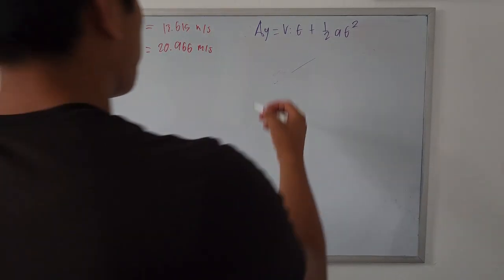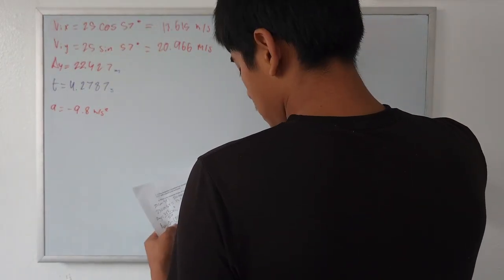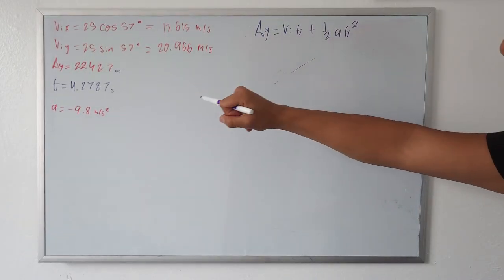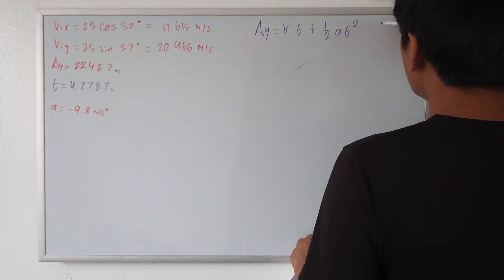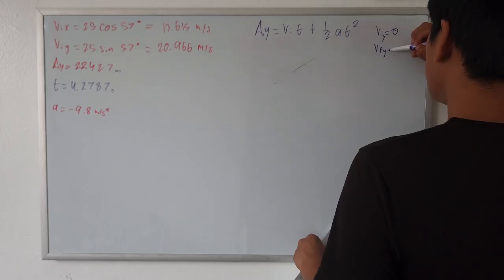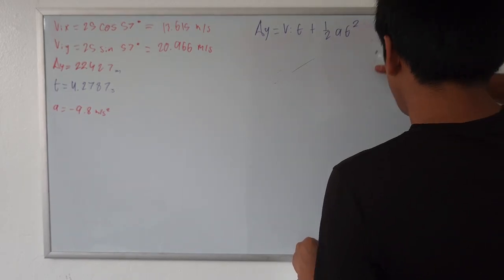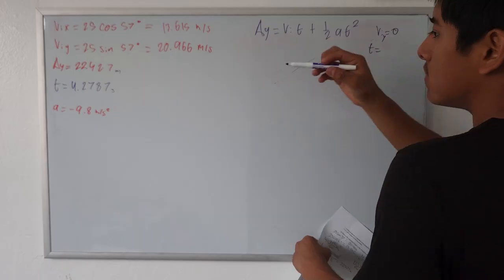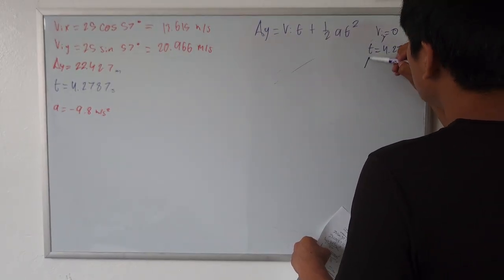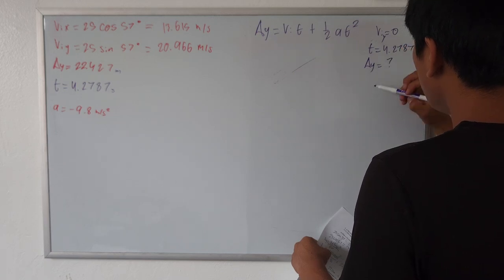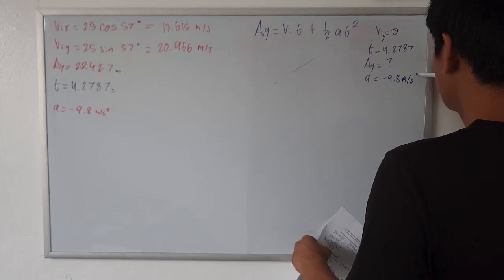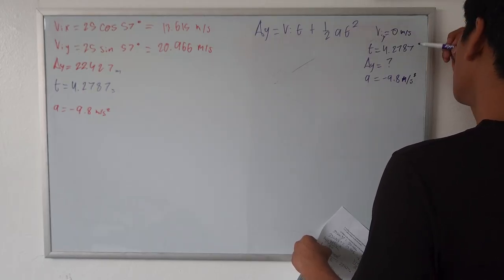Okay, so it says that it's gonna be released from there. So if you drop it from there, its initial velocity is gonna be 0. So velocity initial is gonna be 0. Velocity final, we don't know, and we're not worried about right now. The time is going to be the same as that one, 4.2787. We're looking for delta y, and we know the acceleration is equal to negative 9.8 meters per second squared.